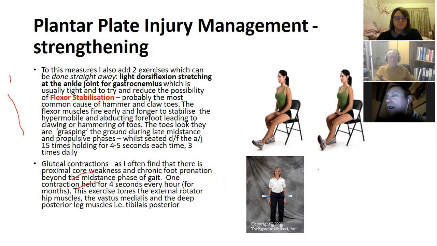So this is a background exercise I give. The other one is the gluteal contractions, where you're standing and you just squeeze your buttocks together as hard as you can for 4 seconds, once an hour, for the rest of your life, really. It's a really great exercise for people who've been overpronating beyond mid-stance to get that back a bit, get those external rotator muscles back into play. Gluteus medius, vastus medialis around the knee, and tibialis posterior are all helped massively by this.